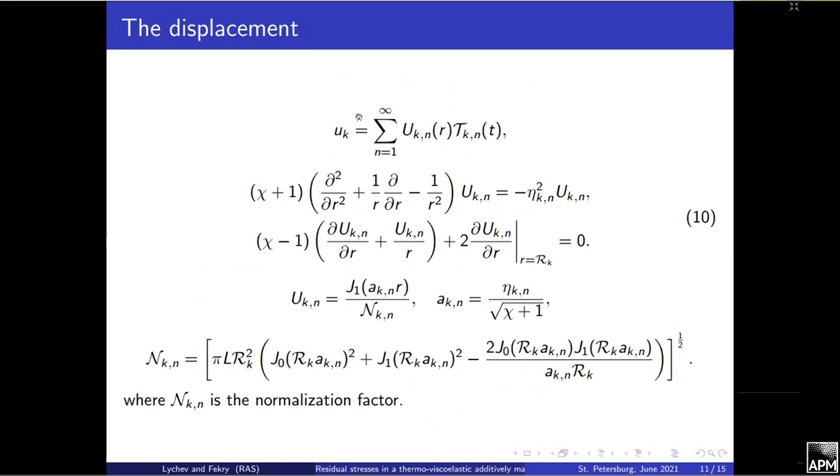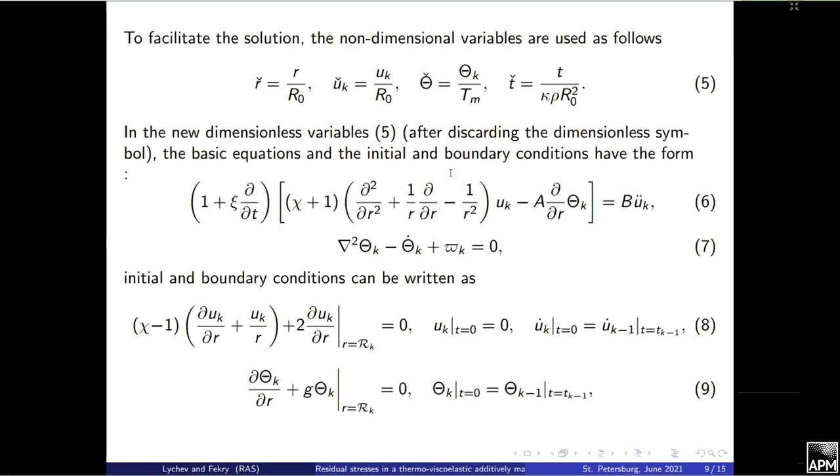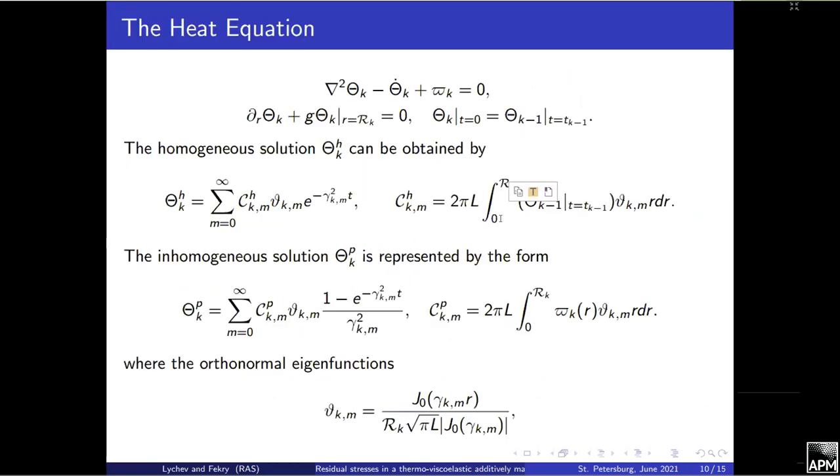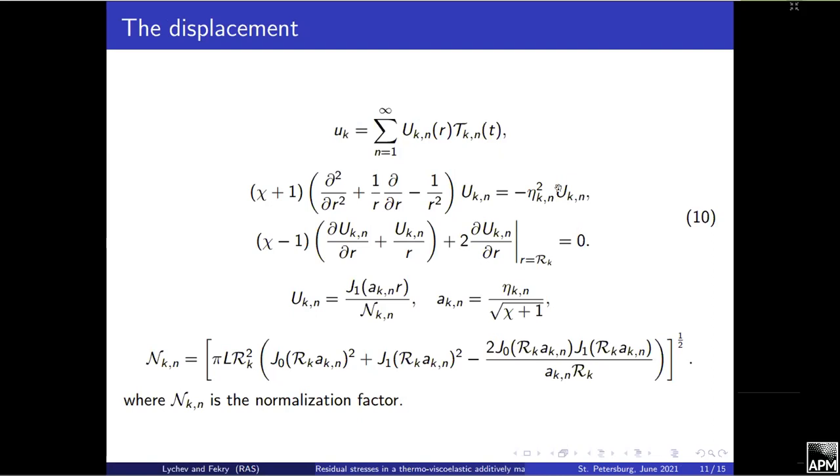To do this, we have supposed that the displacement can be given by a decomposition of two functions. The first function depends on the radius of the cylinder, and the second function depends on time. In order to find these functions, we have supposed that this part of the equation equals minus eta squared u. So now we have a new Sturm-Liouville problem. We can solve this problem. It's in one dimension, so it's very easy to find the solution.